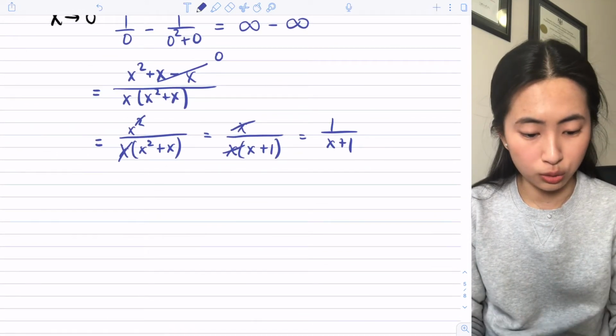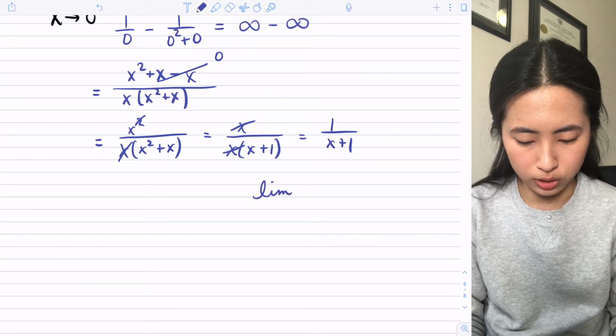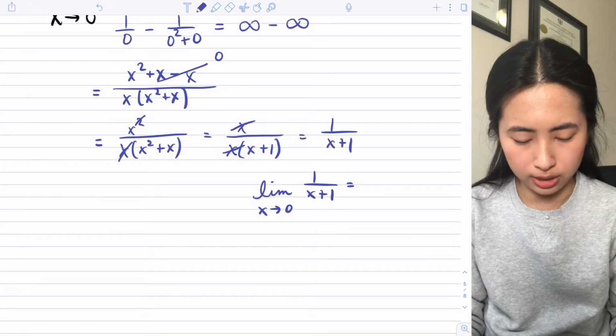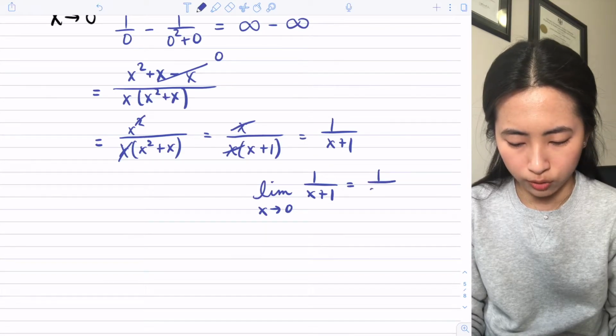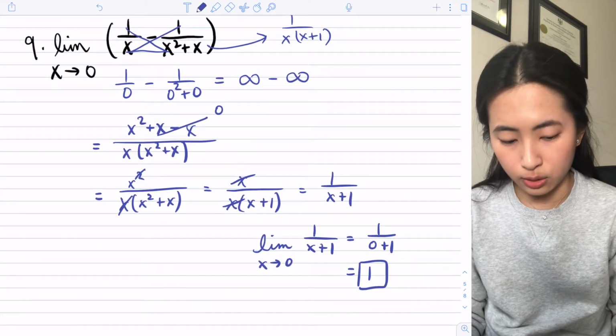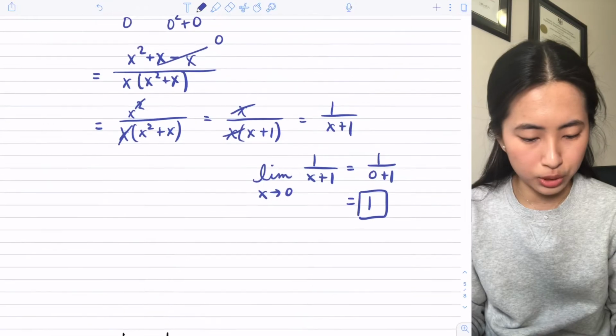Now we're ready to evaluate our limit when x approaches 0, and this is 1 over x plus 1. Therefore, applying direct substitution, we see that this is 1 over 0 plus 1, and hence this is 1. Our limit for number 9 is 1 when x approaches 0.